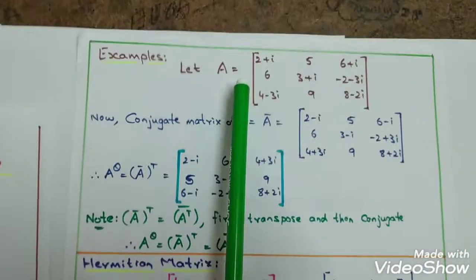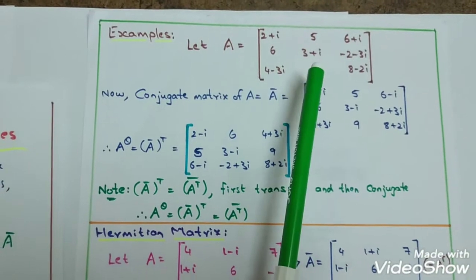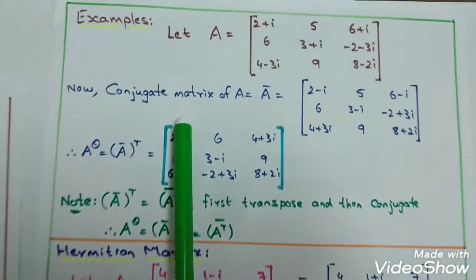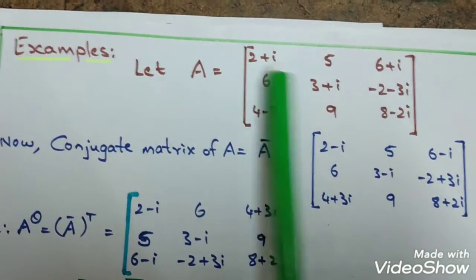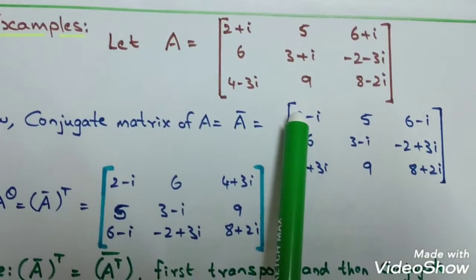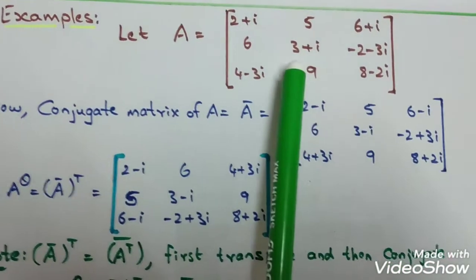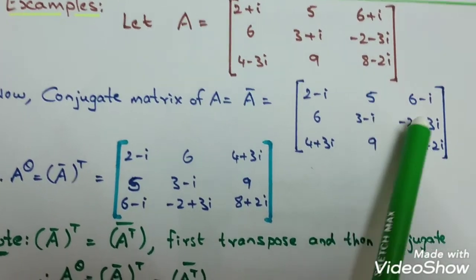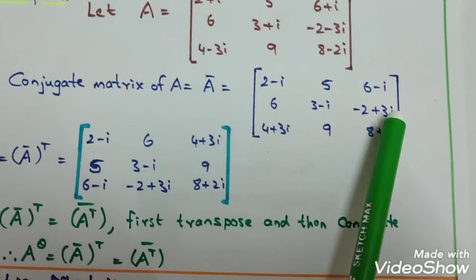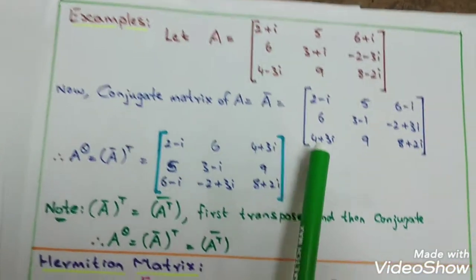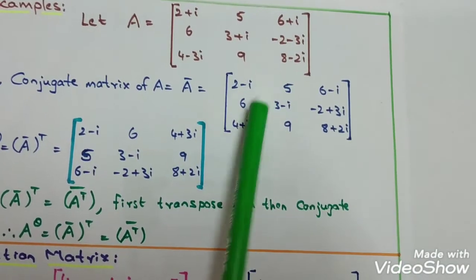Now I have taken here a matrix A containing some complex numbers and real numbers. Now the conjugate of A means, see here, you are having 2 plus i, then the conjugate of 2 plus i is 2 minus i. 6 plus i you are having, conjugate is 6 minus i. 3 plus i you are having, so conjugate is 3 minus i. Minus 2 minus 3i, so minus 2 plus 3i. 4 minus 3i means 4 plus 3i. 3 minus 2i, 3 plus 2i. So this is the conjugate matrix.